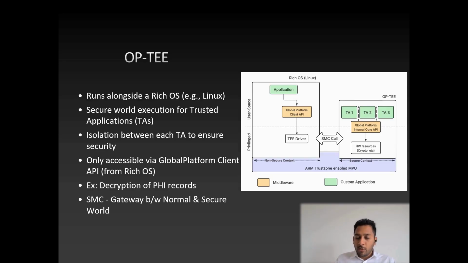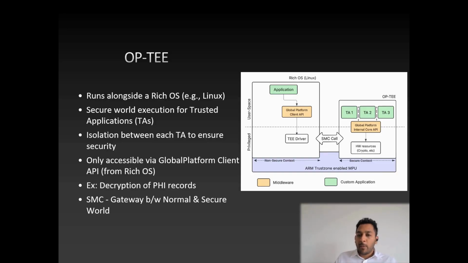As you can see on the right side, these trusted applications are isolated from each other. Even if they need to talk to each other, they have to go through these APIs. They are secure APIs. For example, if you have some kind of PHI records stored on the rich OS Linux side, they can stay encrypted. If your application wants to get them decrypted, it can send them to your trusted application. Then your trusted application will have access to the keys. It can access the hardware resources and fetch the key, and use that to decrypt the PHI records and send them back to your application on the Linux side.